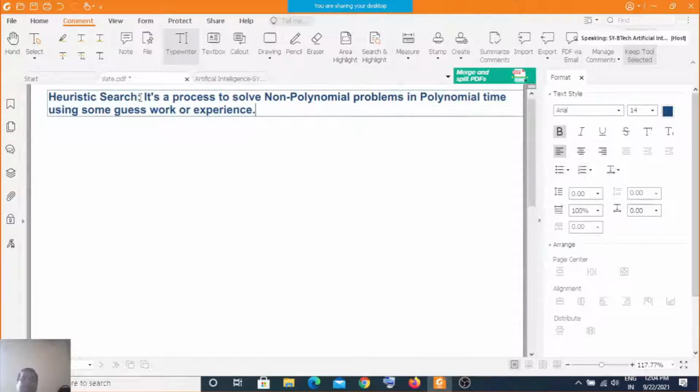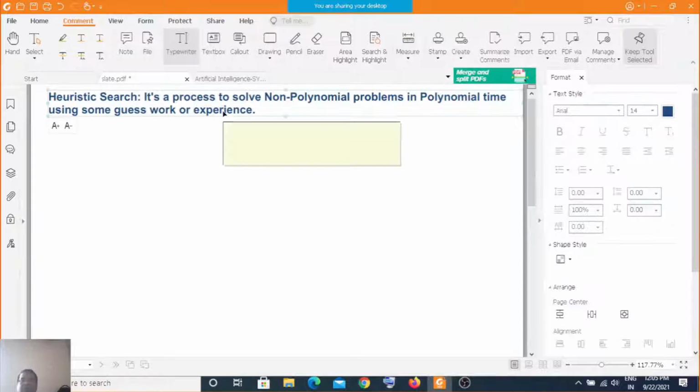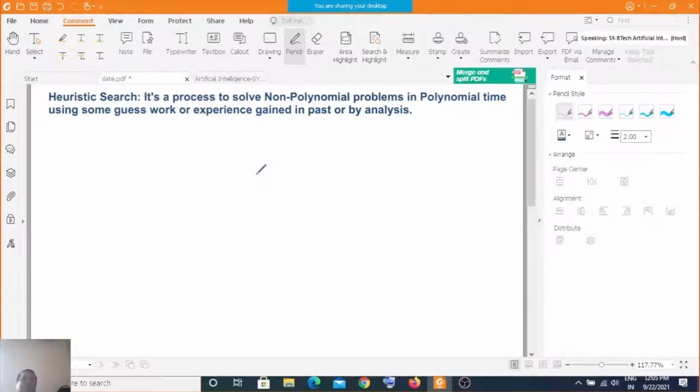Because we are talking about artificial intelligence, that's why. And again, this is not the book definition, this is a generic definition which actually gives you what exactly heuristic search means. So let's see what exactly this some guesswork or experience can be. Now I just have to make this definition more complete: experience gained in the past or by analysis. So now you are using some guesswork which is gained in the past or by analysis. Now this definition is more complete than the first one.